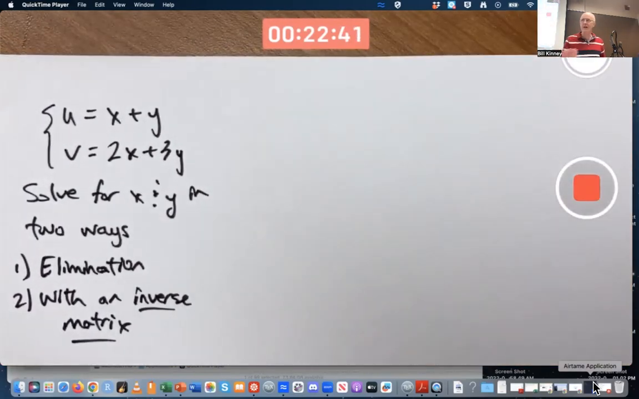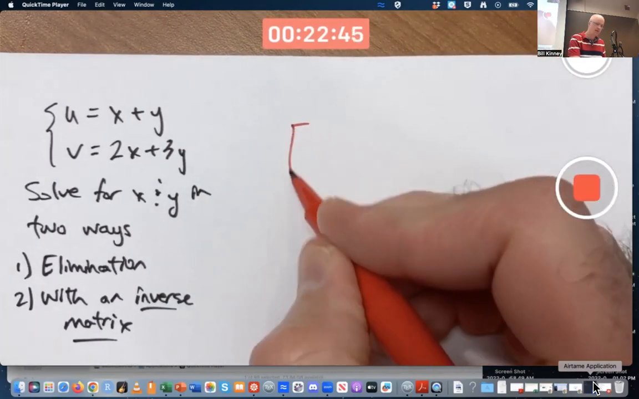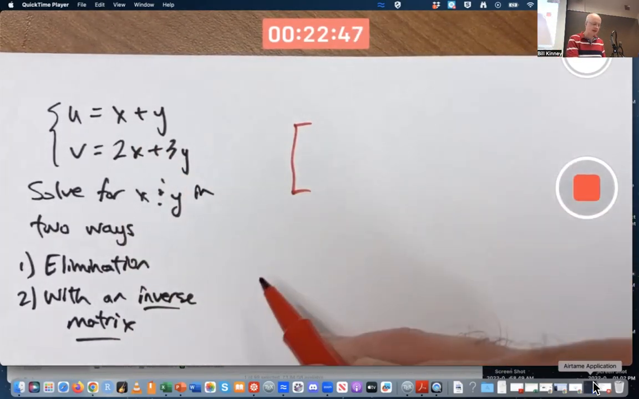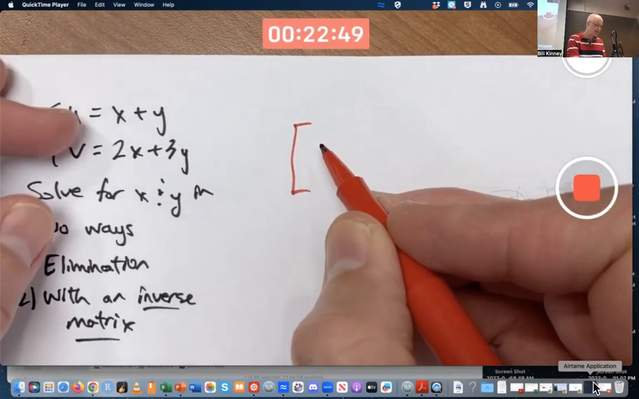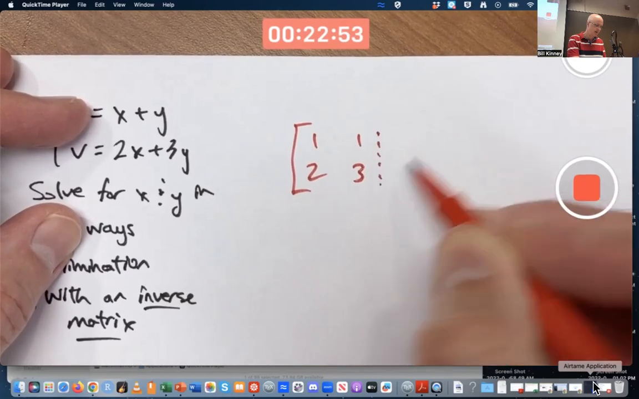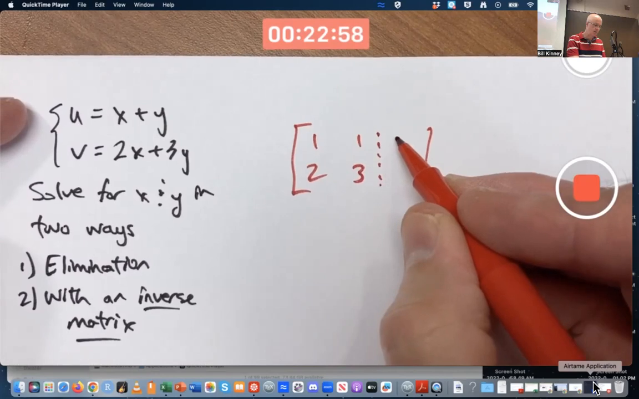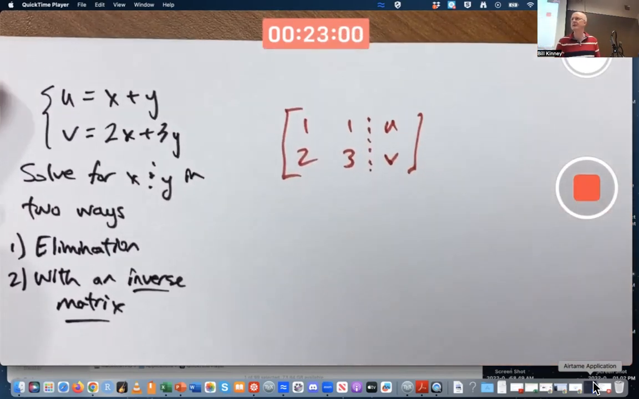And with elimination, you don't have to make an augmented matrix, but you can. If I imagine the u and the v on the other side, write down the coefficients for x and y. And should I write 1 and 1 here? No, because u and v are arbitrary. I'd actually want to do it with an arbitrary u and v.